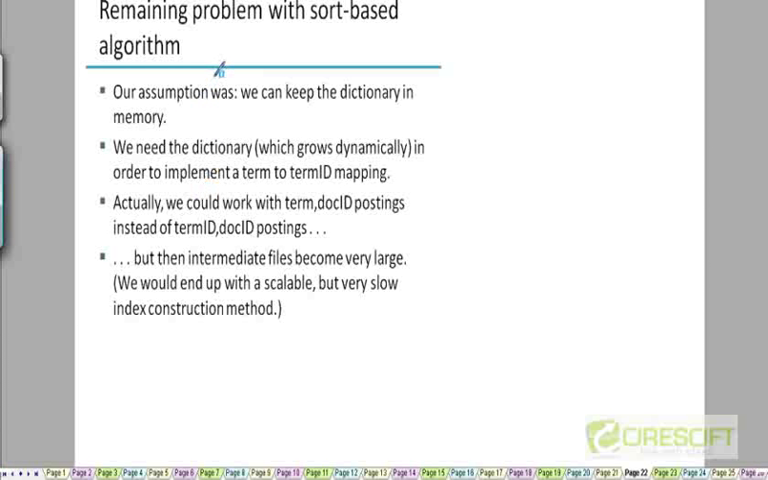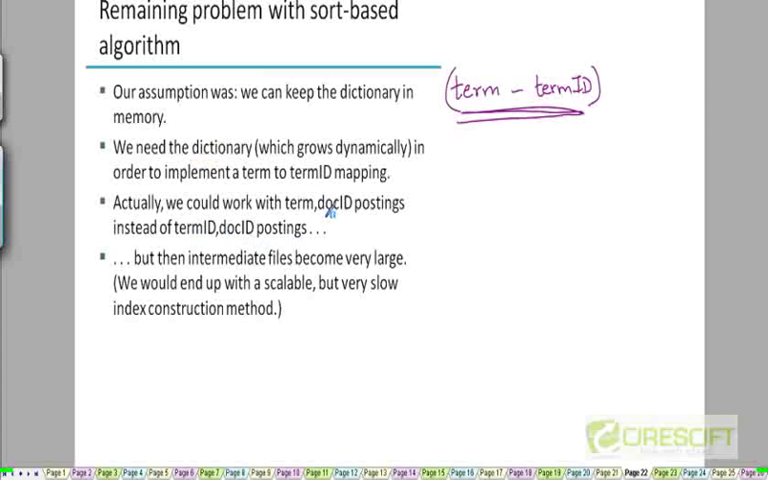Any other questions? No, sir. Okay. So, note that our assumption here was that we can keep the dictionary in main memory. In other words, we are storing this term to term ID mapping that I described earlier in main memory throughout this algorithm, right? Because we are ultimately working with term ID, doc ID pairs, but we need to keep track of what term maps to what term ID. Because finally, when we create the postings lists, we'll be mapping terms to their postings lists. For every term, we need its postings list.